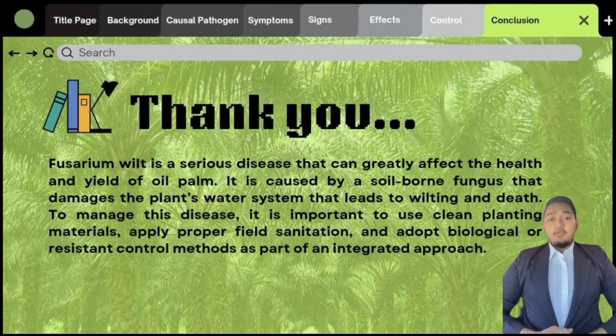To wrap up, Fusarium wilt is a serious disease that makes oil palm weak and can even kill the plant. It is caused by a fungus in the soil and spreads through roots. We can't fully cure it, but we can control it by using clean planting materials, removing infected plants and using good microbes.